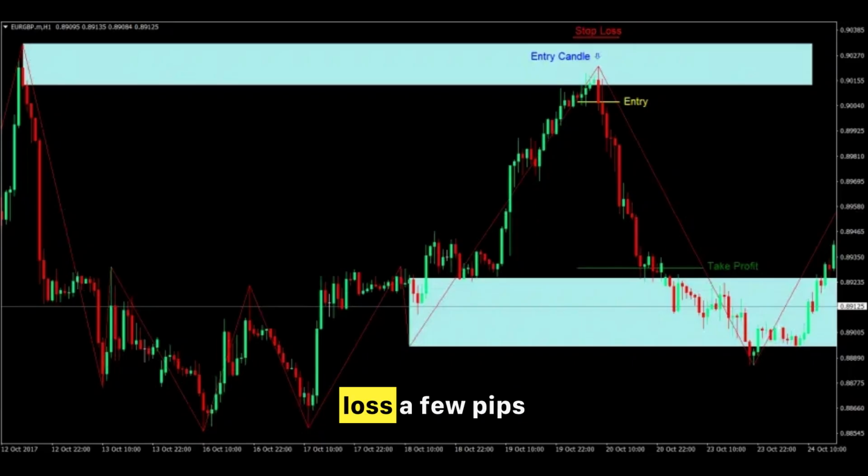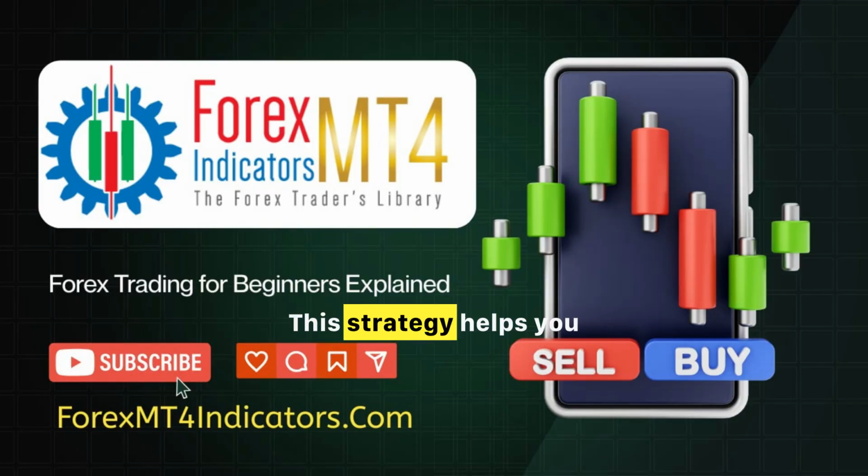Always place your stop loss a few pips outside the support or resistance area, not inside it. This protects you from fake breakouts and market noise. This strategy helps you trade with structure, not emotions.